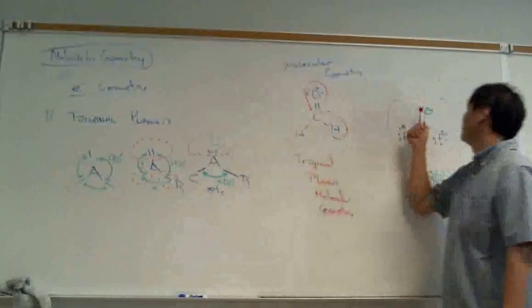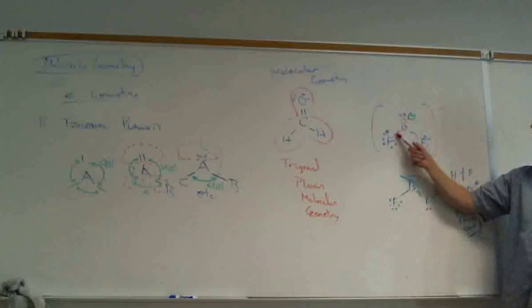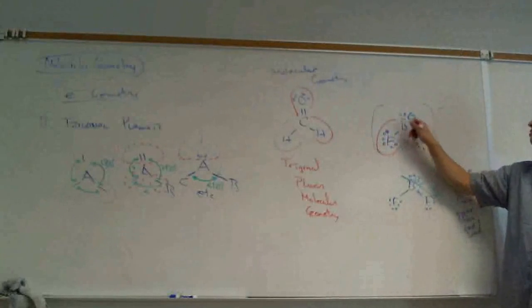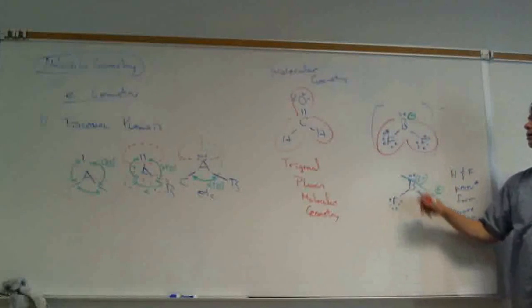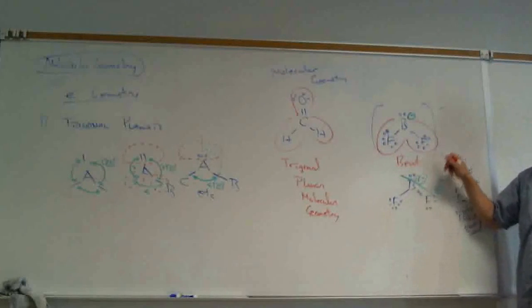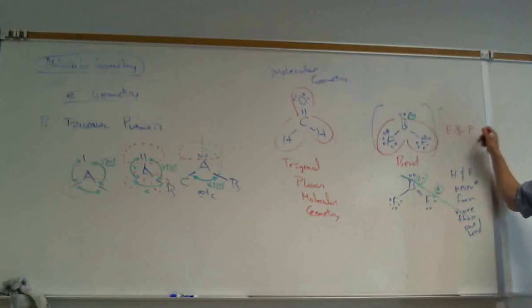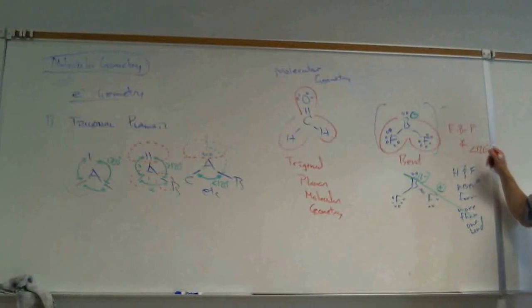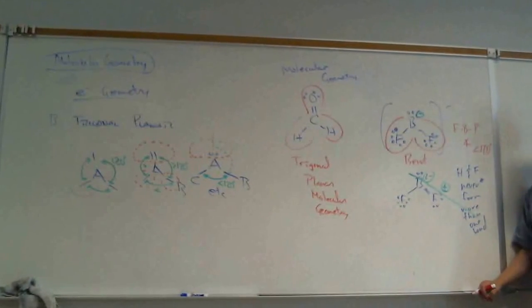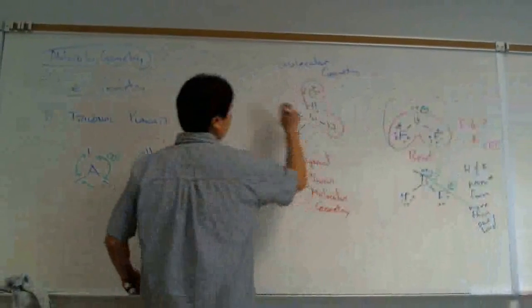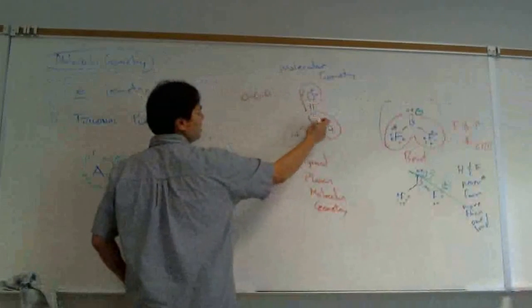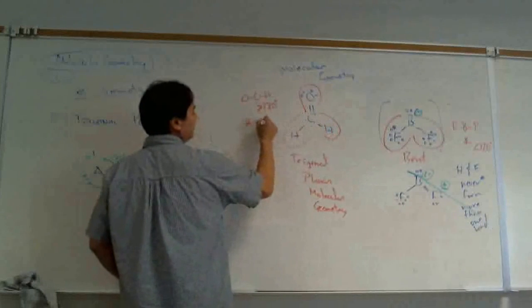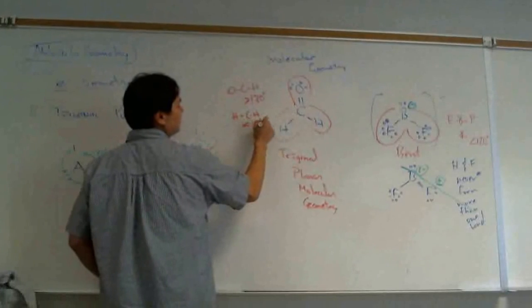Well, anyway, we see that this has a trigonal planar arrangement of electron groups. That is, we have a lone pair and 2 bonds here. But looking at the molecular geometry, it looks like this, which we call bent. And the FBF angle, what would you expect? Less than 120 degrees. The OCH angle here is what? The OCH angle? No, greater than 120. The HCH angle? Less than 120.